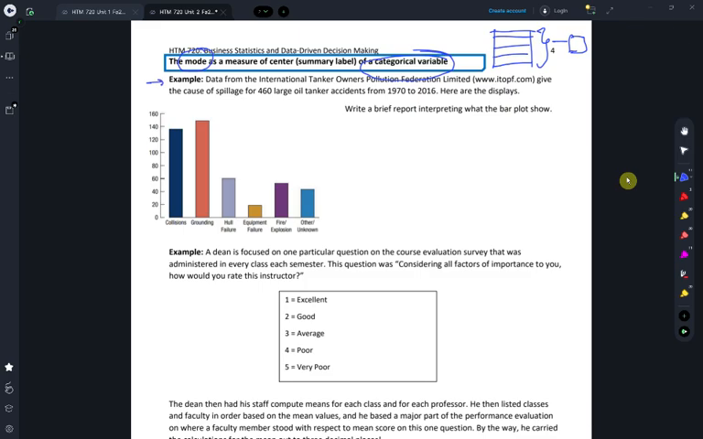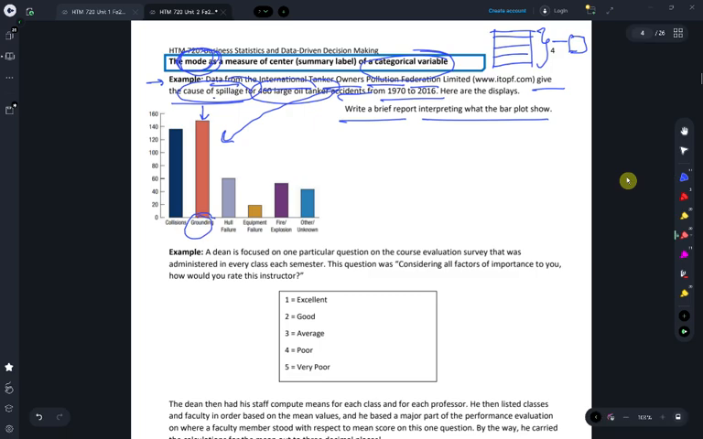Let's take an example here. Data from the International Tanker Owners Pollution Federation Limited give the cause of spillage for 460 large oil tanker accidents from 1970 to 2016. And here is a display. If we are told to write a brief report interpreting what the bar plot shows, what we should indicate is the modal cause of spillage, and that will be grounding. This will be the mode for this categorical variable.